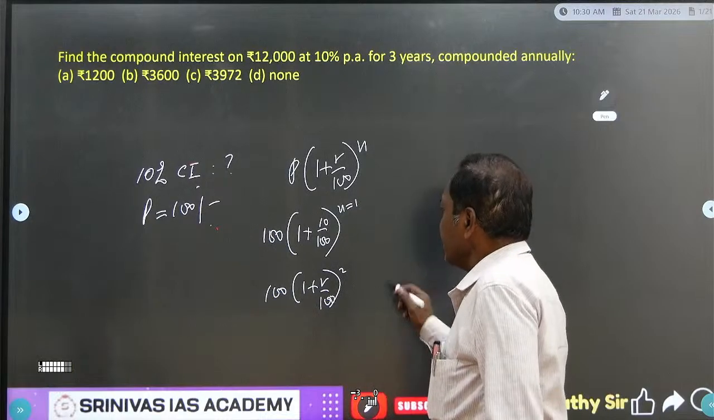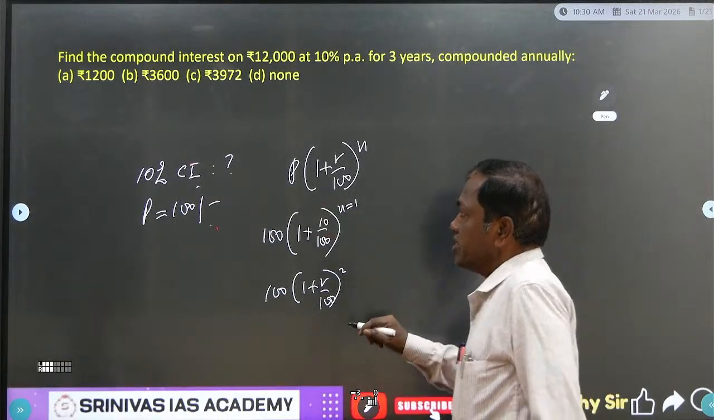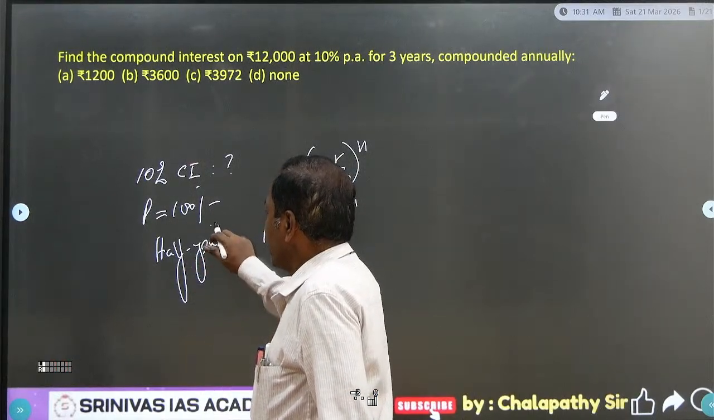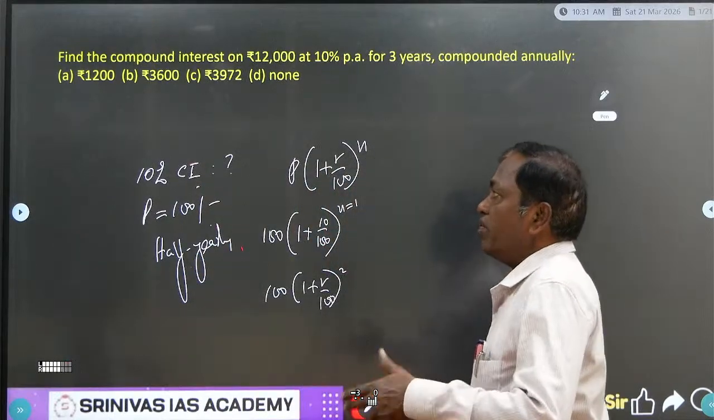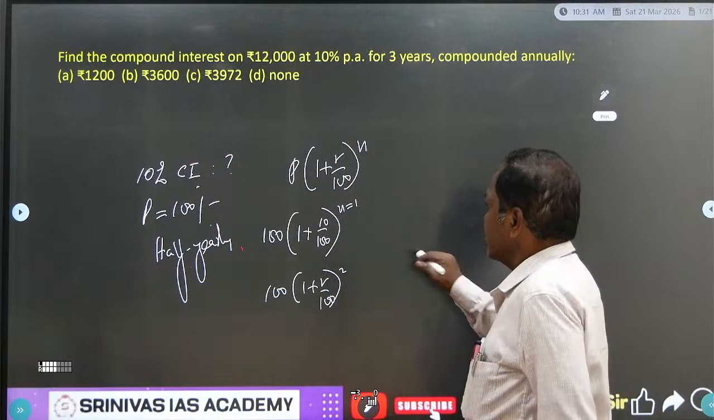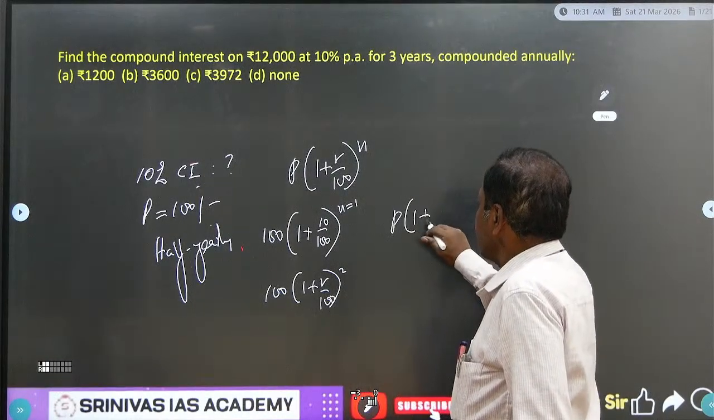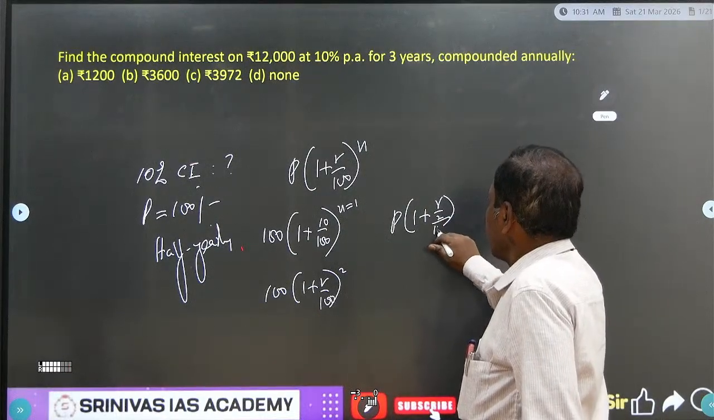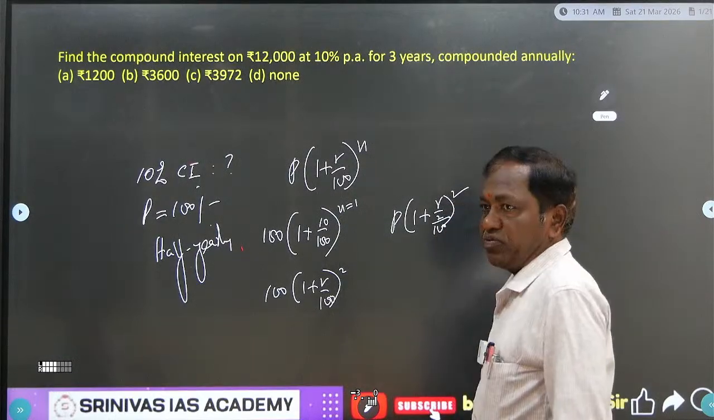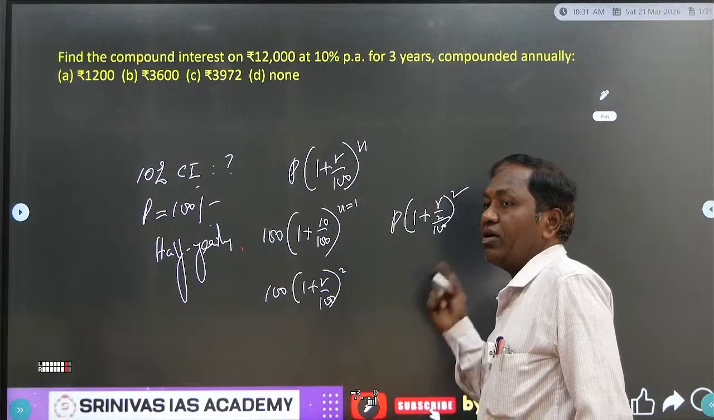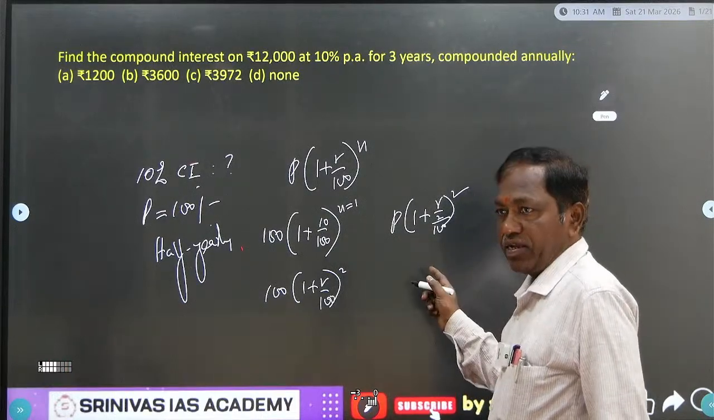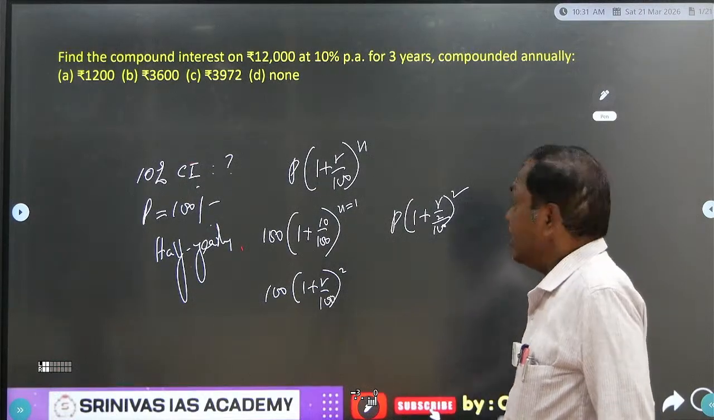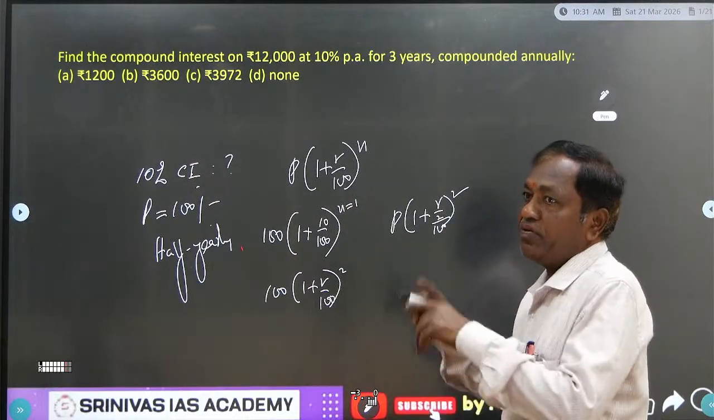Now, if it is half yearly calculation, 10% interest calculated on a half yearly basis, it means the rate divided by how many half years will happen in 1 year? 2. So it is P into (1 plus R by 2 by 100), and the power becomes 2. Compounded annually but calculated half yearly, 2 terms will happen. N is 2 terms. Quarterly means divided by 4 terms.